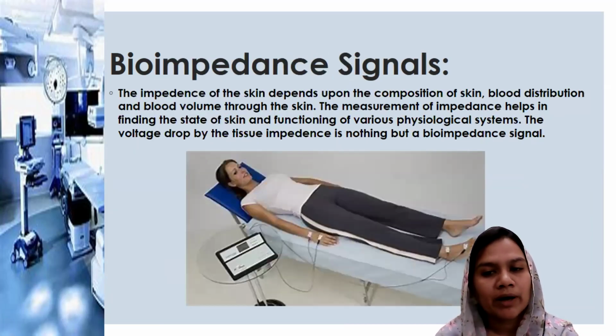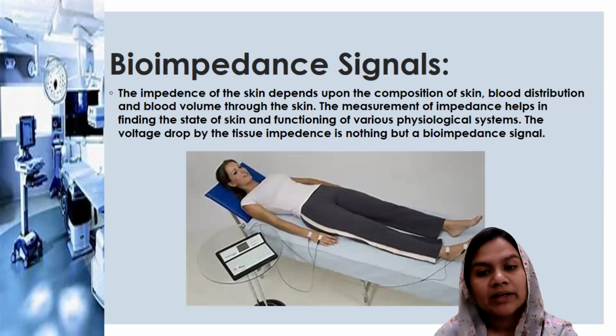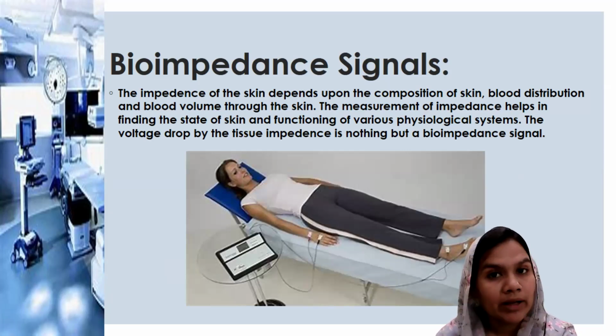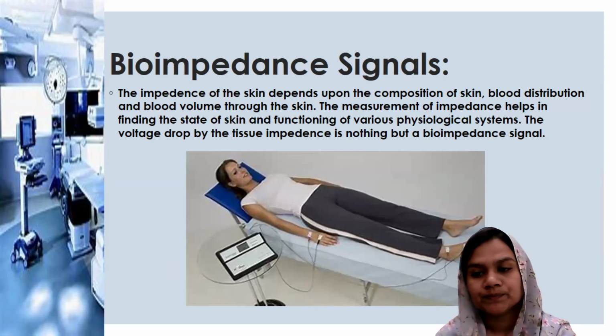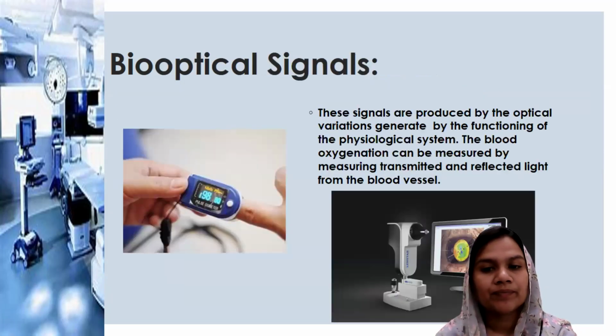The next one is bioimpedance. Impedance is nothing but the voltage drop across the tissues. The impedance of skin depends on the composition of skin, blood distribution, and blood volume through the skin, and this can be sensed by medical instruments. Finally, there is the bio-optical signal.